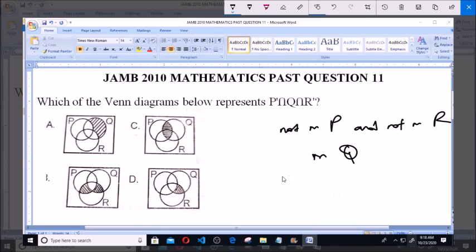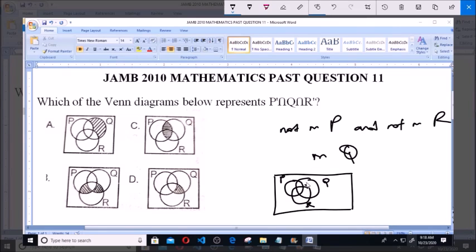Now representing this in a Venn diagram, we'll have something like this. Let's assume this is P, this is Q, and this is R. The question says P prime, that is that which is not in P. So this P entirely must not be shaded, and also not in R. The entire R must not be shaded, but in Q simply means that part of Q is included.